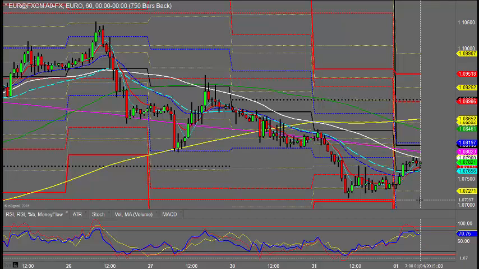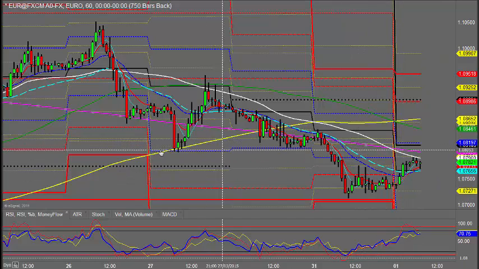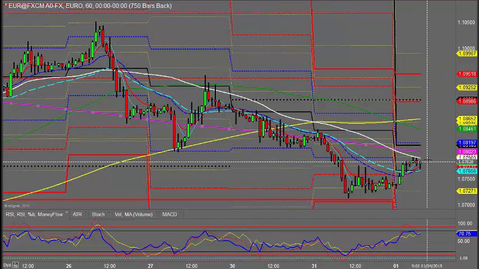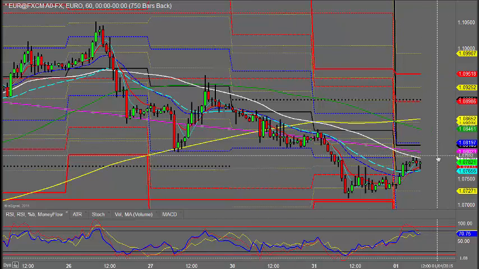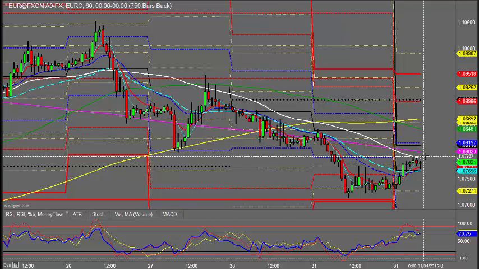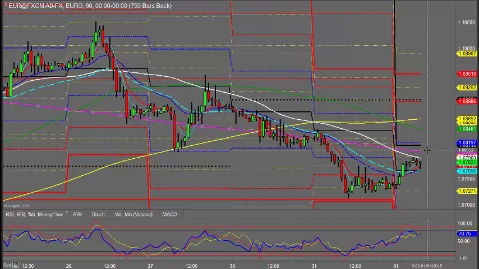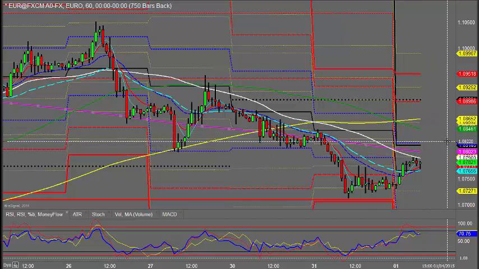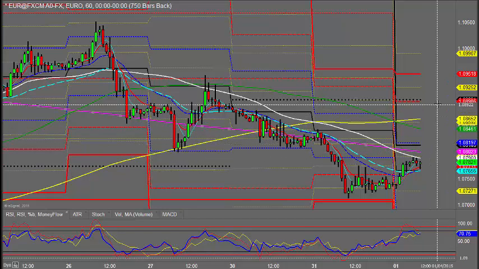With just one little 500 moving average sitting in the way on the way there, but that should be fine. So on a break of the 50 MA, we'll be looking for the long side, at least up to the R1 area, maybe a bit more of a bounce.